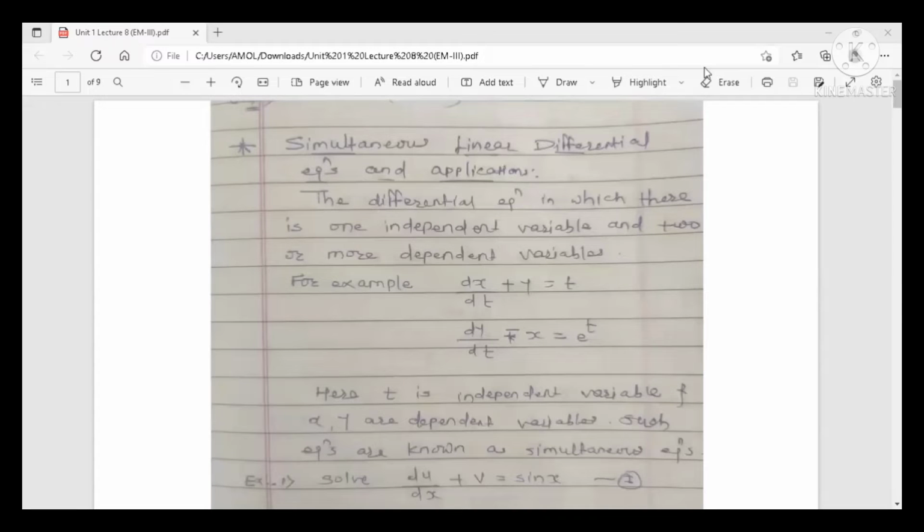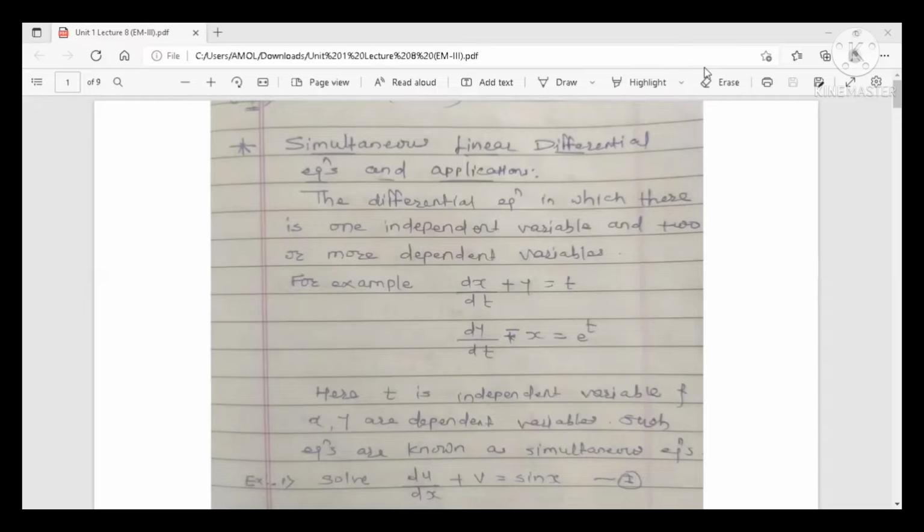Hello dear students, this is your Engineering Mathematics 3 lecture. Today's topic is simultaneous linear differential equations and applications. This topic is from Unit 1, linear differential equations with constant coefficients.